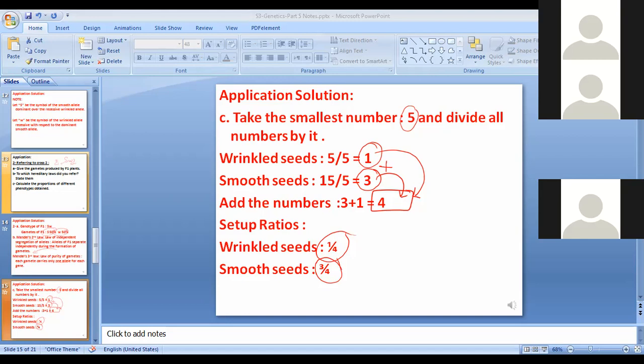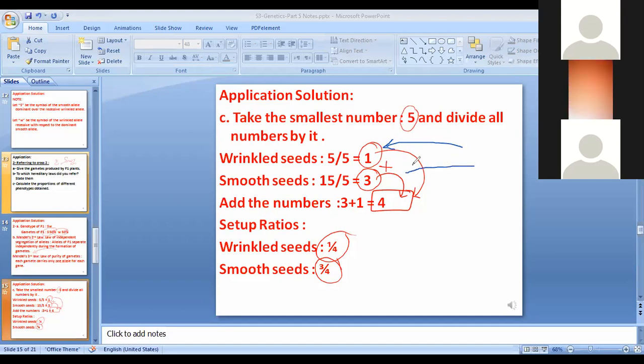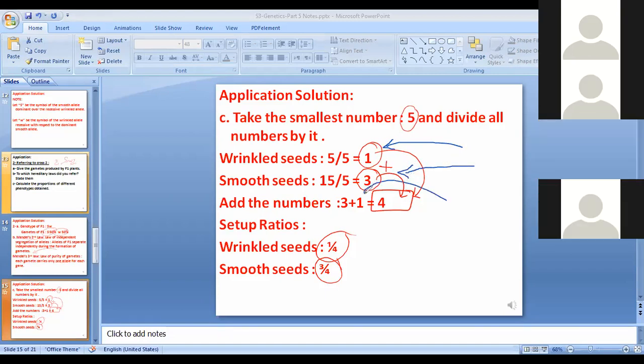So for the wrinkled, we have 1, and for the smooth, we have 3. So 3 plus 1 is 4. Here, 4, we have to use it. So 1 over 4 will be for the wrinkled, and 3 over 4 will be for the smooth. Here, we finish the part talking about the proportion.